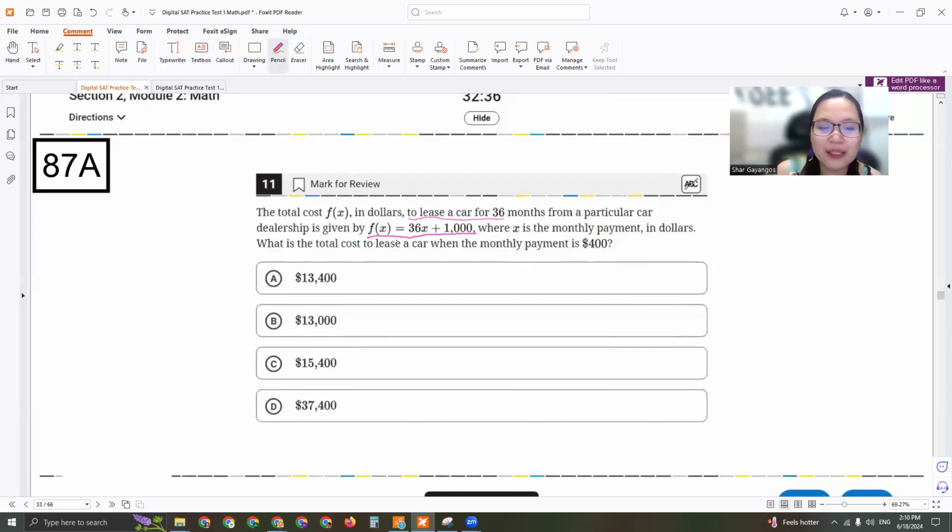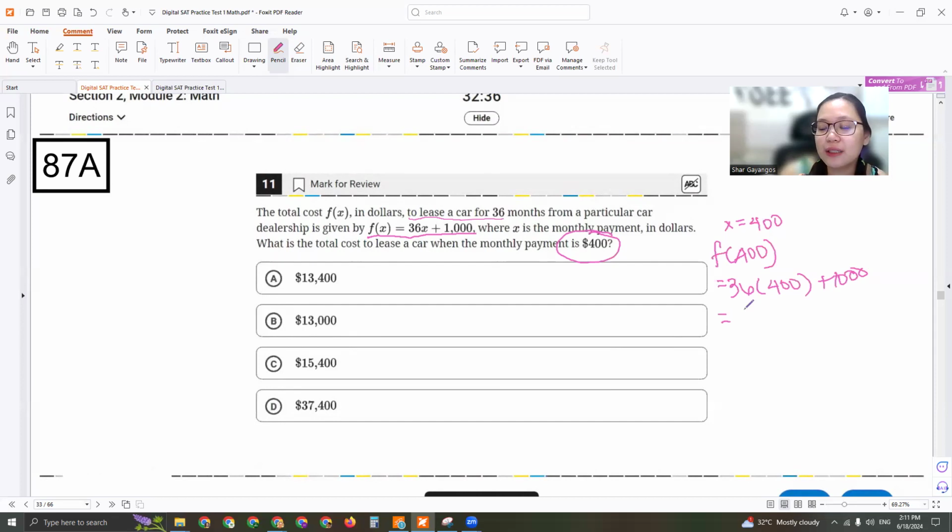And then, what is the total cost to lease a car when the monthly payment is $400? So, we have 36 months here and then a monthly payment of 400. This one is actually straightforward. We have x is equal to 400 and then the goal is to find f of 400. So all you have to do is plug in these values. So 36 times 400 plus 1000, right? Just make sure you key in the correct values.